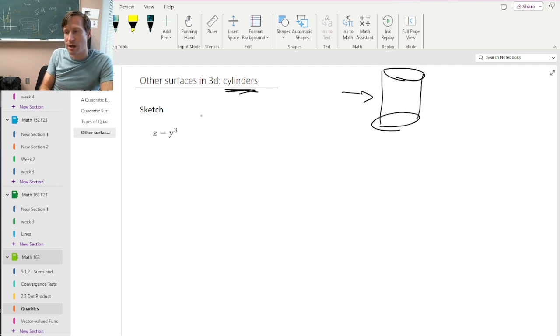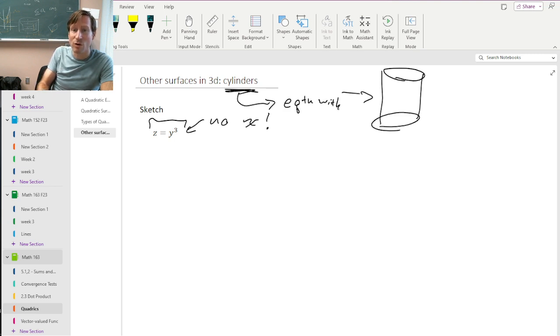So let's sketch the graph of this equation, z equals y cubed. Notice that what makes this equation interesting, maybe the first thing that you notice about it anyway, is that there's no x in this equation. And this will be the case for all of the types of surfaces that I'm talking about. So for our purposes, what will make a cylinder will be an equation with one variable missing.